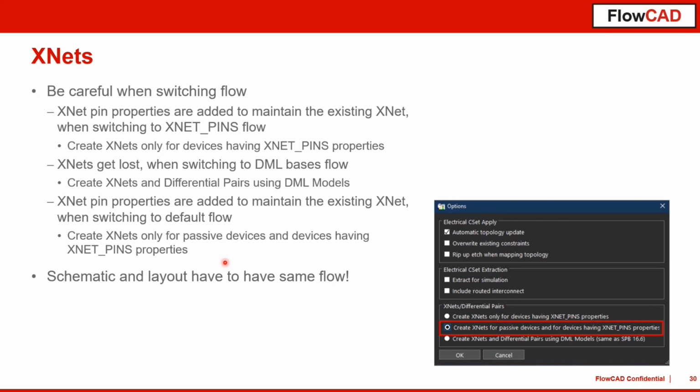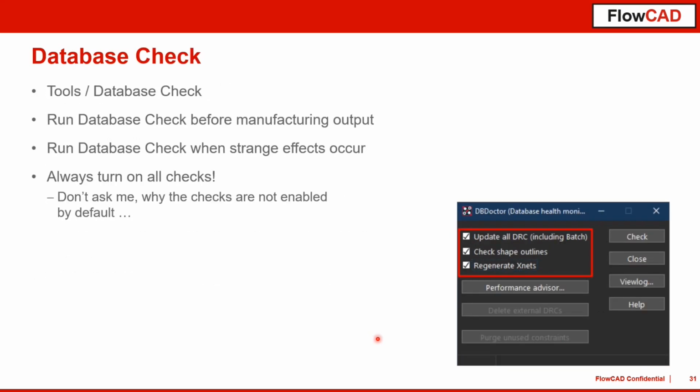Especially you have to be careful when changing the flows, because then the tool sometimes adds properties. For example, if you switch to this XNet pins flow, then to maintain the XNets, XNet pin properties are added. Or if you switch to the DML model-based flow, all XNets will be removed from the complete design. Therefore you have to be a little bit careful when you really switch the flows. So this is regarding XNets so far.